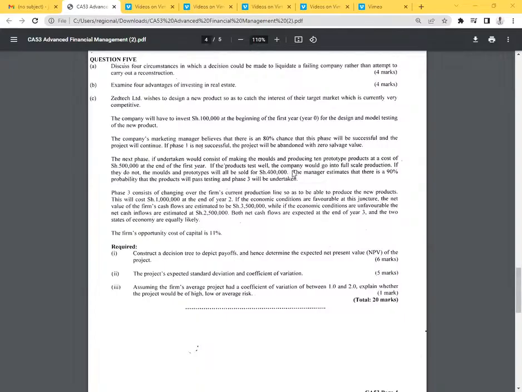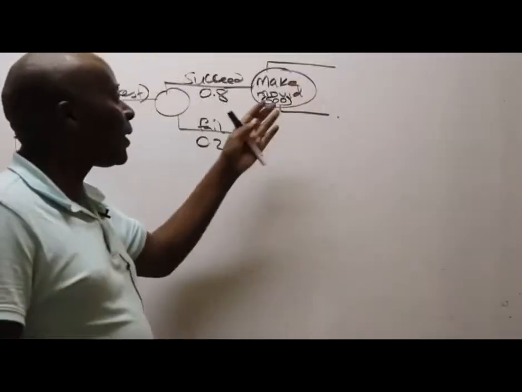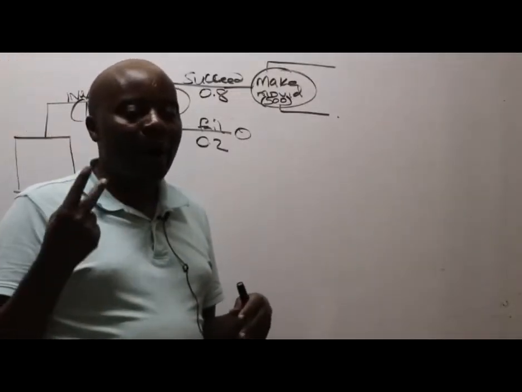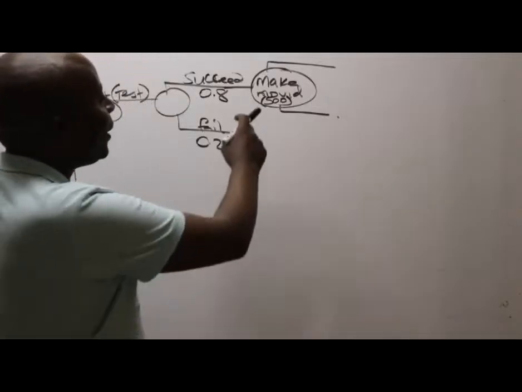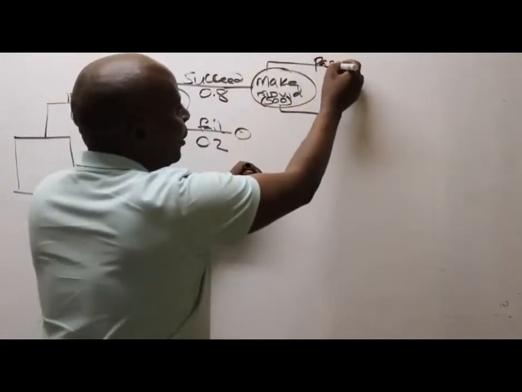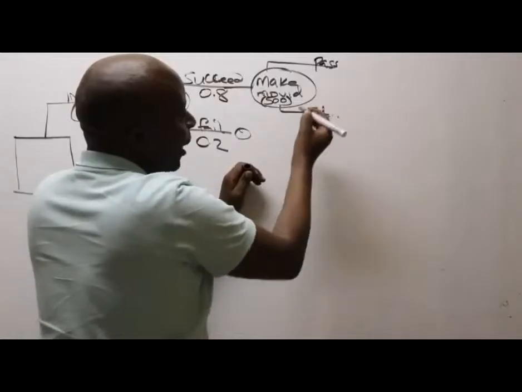If the product tests well, the company would go into full scale production. If they do not, the molds and prototypes will all be sold for 400,000. The manager estimates that there is a 90% probability that the product will pass testing and phase 3 will be undertaken. Ladies and gentlemen, for the molds and prototypes we are doing here, there are two possibilities, and the two possibilities are probabilistic. That is why we are capturing them in a circle. So the molds could either pass this phase, or they don't pass.